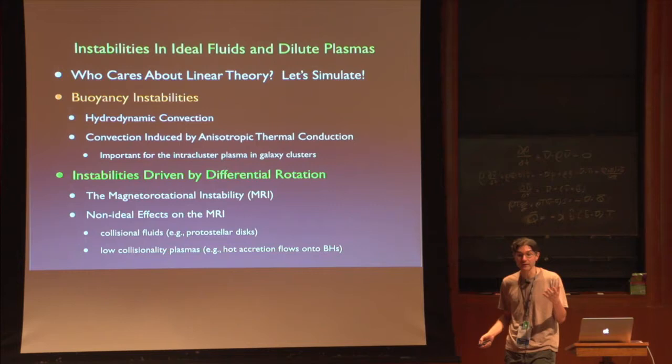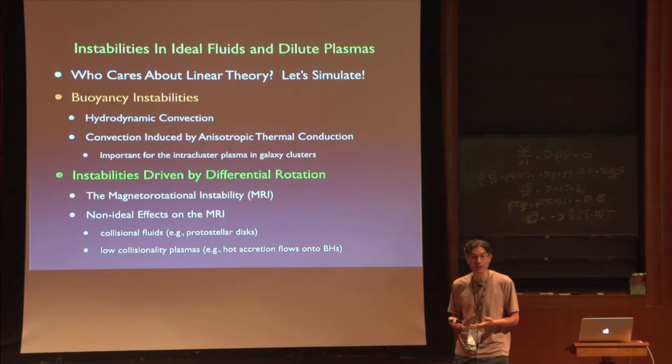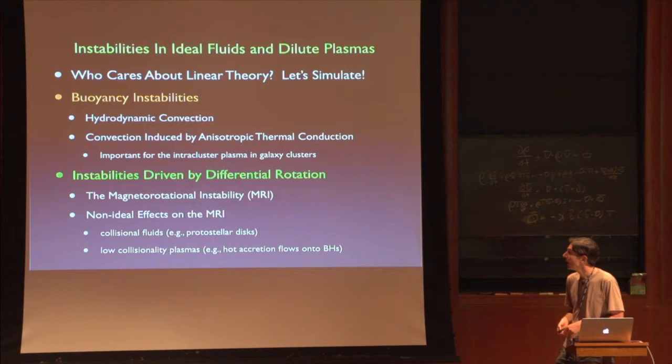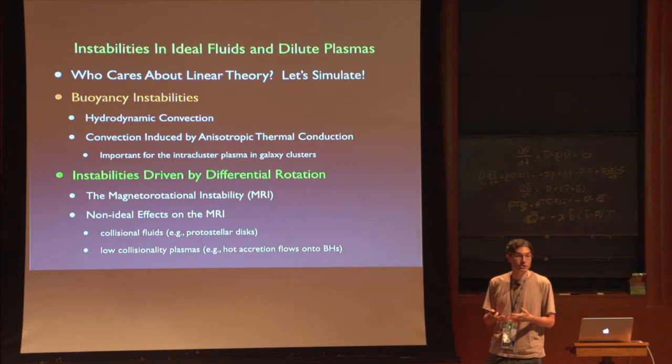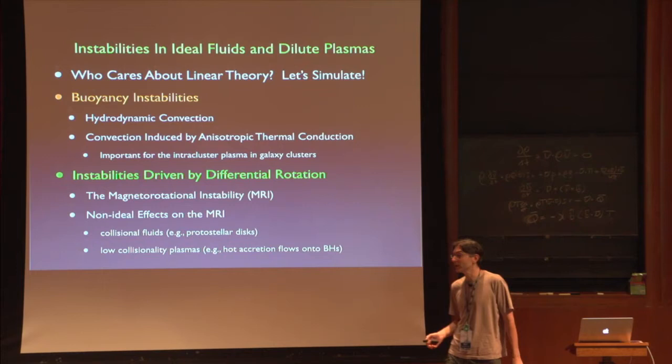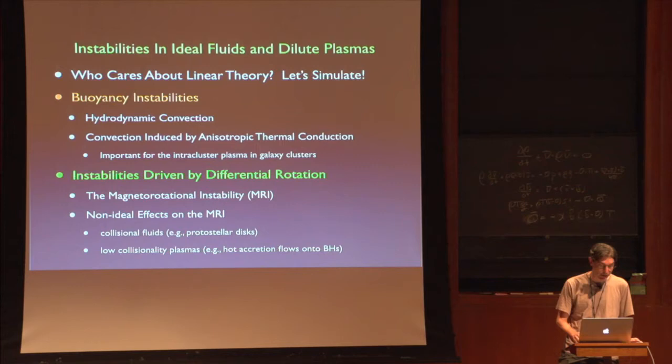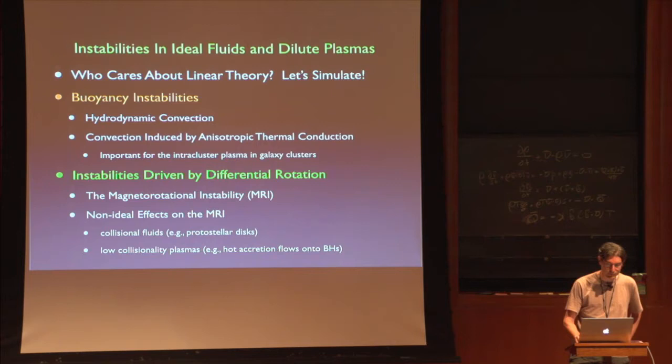Buoyancy is particularly relevant for convection in stars. That's one of the dominant energy transport mechanisms in stars. And as I'll show you, it turns out to also be very relevant for dilute plasmas that show up in other astrophysical contexts, like the hot plasma that fills the space between galaxies in galaxy clusters, or that fills the halo of galaxies like the Milky Way. And then instabilities driven by differential rotation are particularly important in accretion disks.